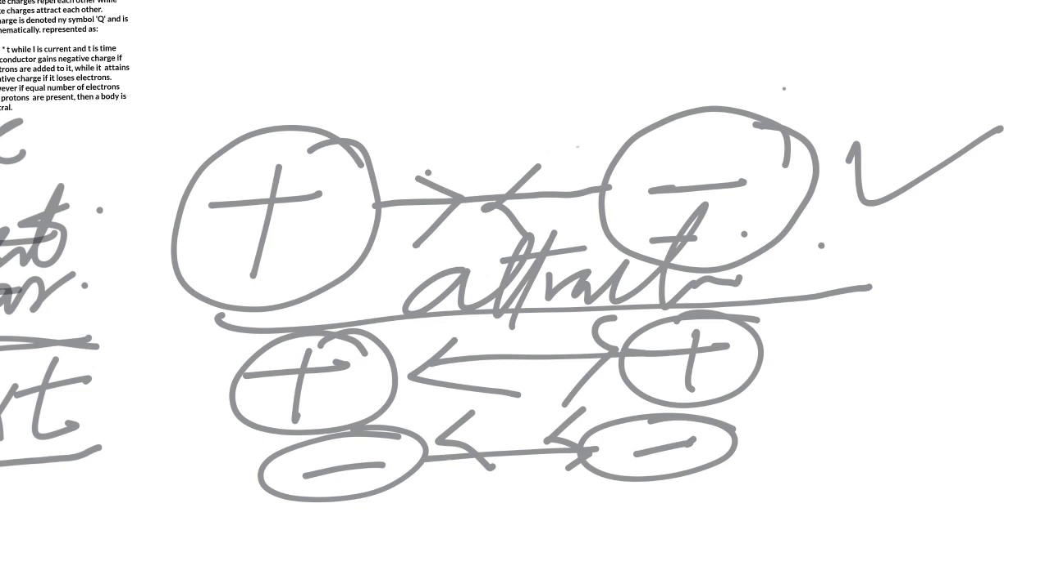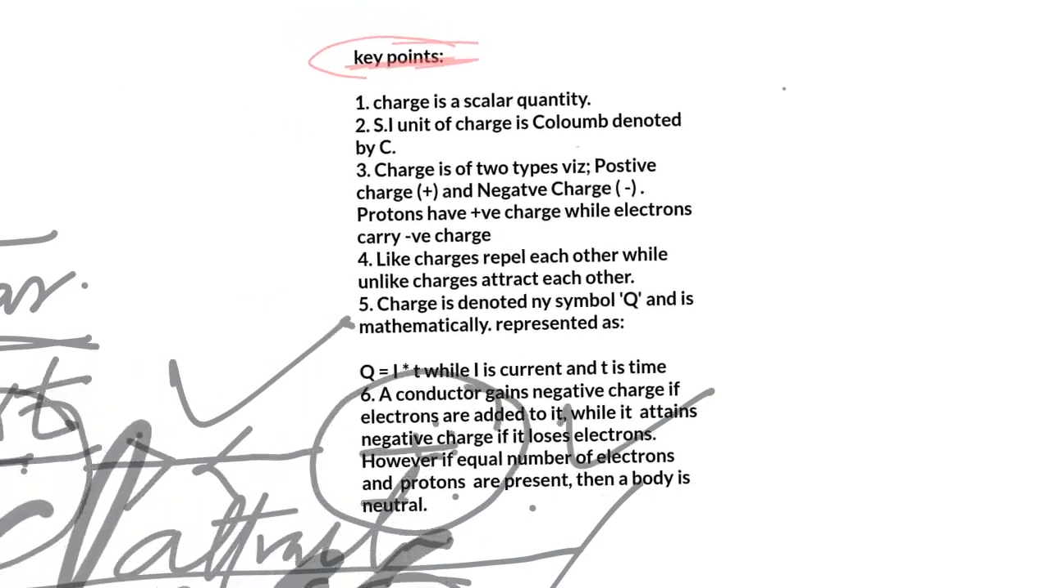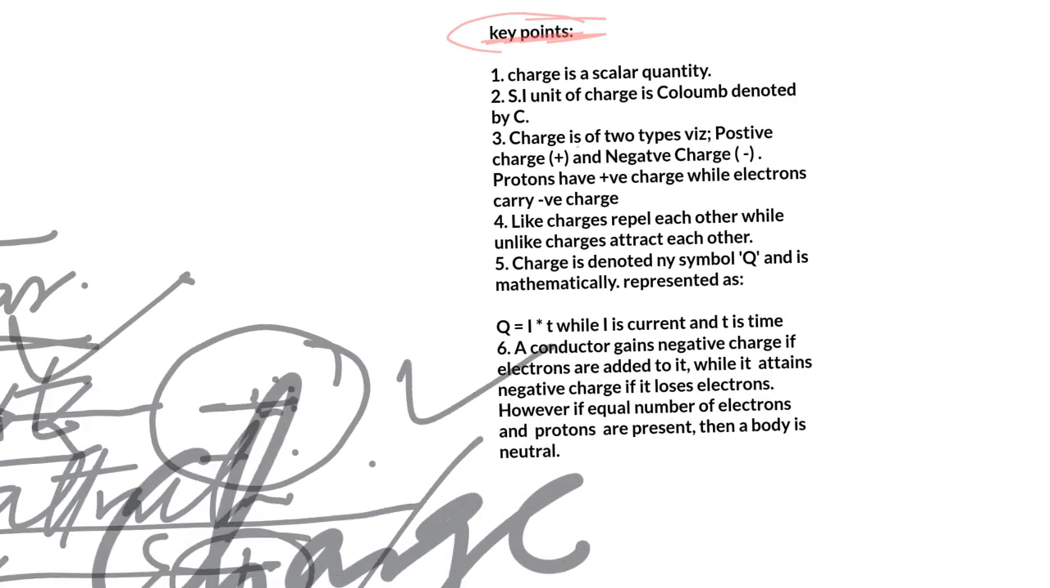As I said earlier, charges have a tendency, when they are put in the electromagnetic field, to exert a force. That force can be a force of attraction when there are dissimilar charges, or a force of repulsion if there are similar charges. Okay, so now you have to remember certain key pointers. I will mention certain key pointers here. You just remember these key pointers.